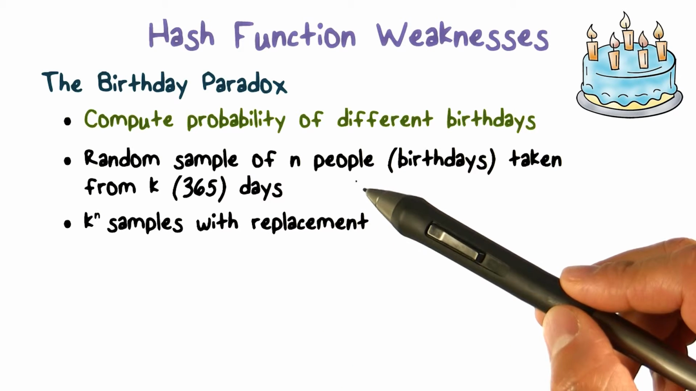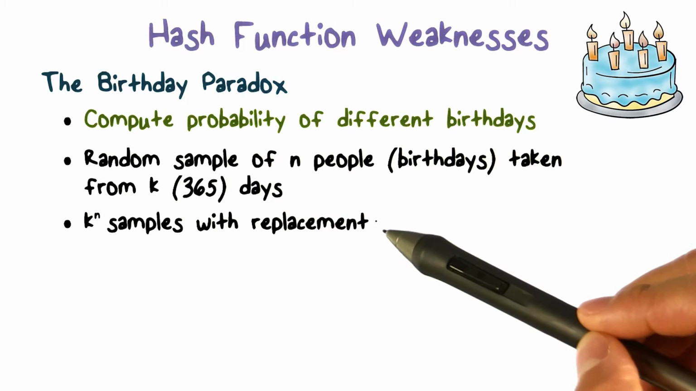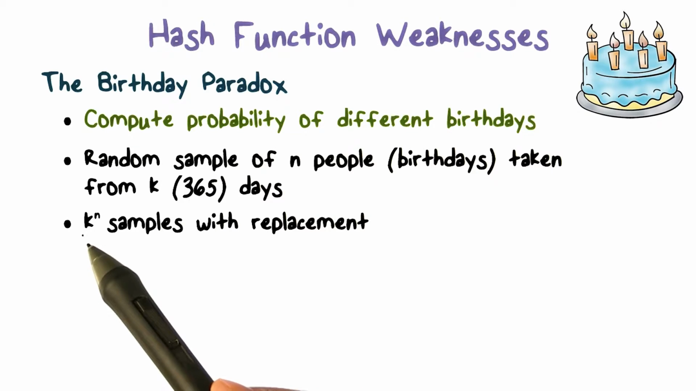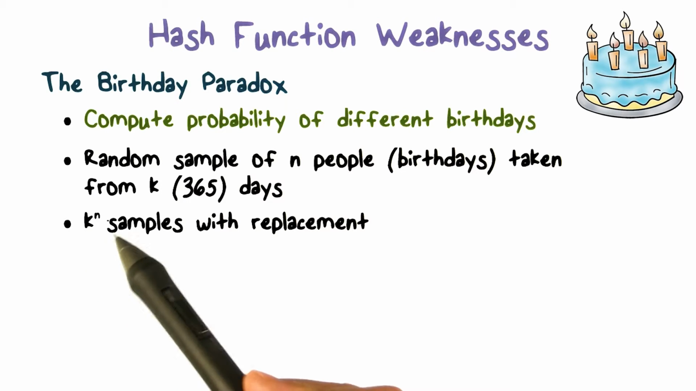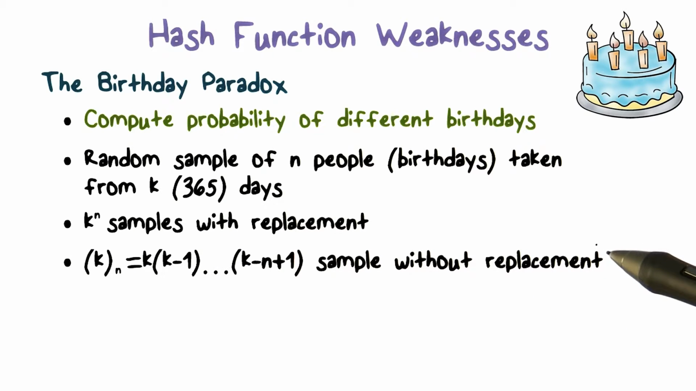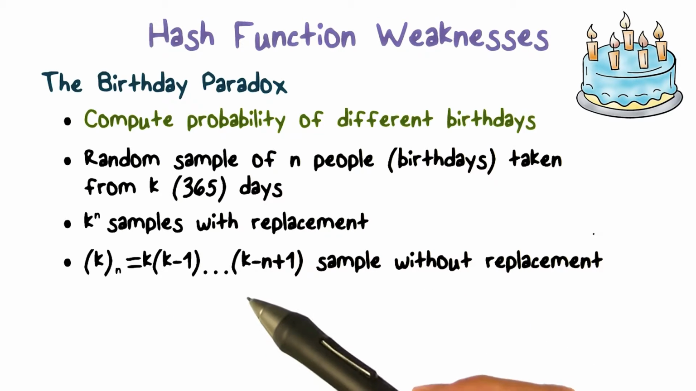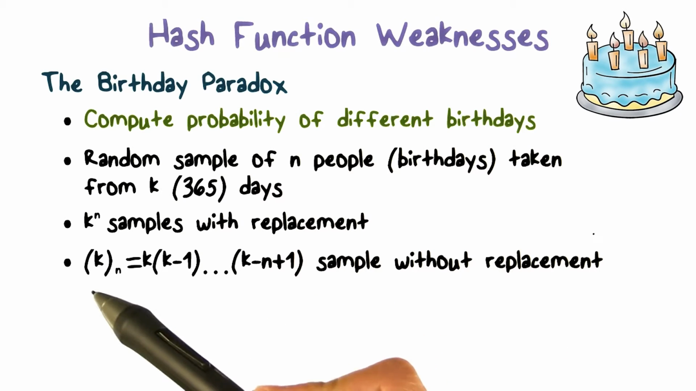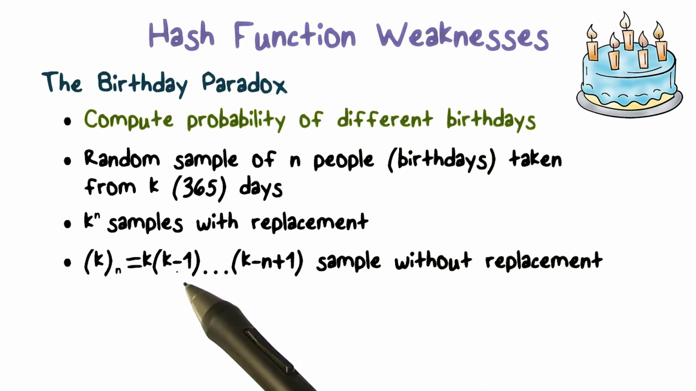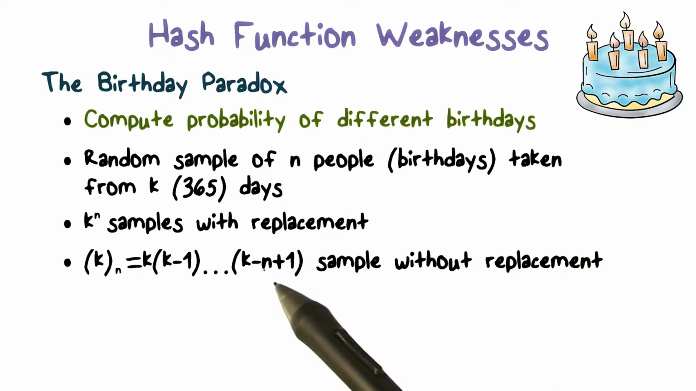If we allow everybody to choose any of the k days, then there are k^n scenarios, because each of the n people can choose any of the k days. So there are k^n possible scenarios. On the other hand, if we insist that no 2 people should have the same birthday, then the number of scenarios is choosing n out of k without replacement, and that is k times (k-1) times (k-2), and so on, times (k-n+1).